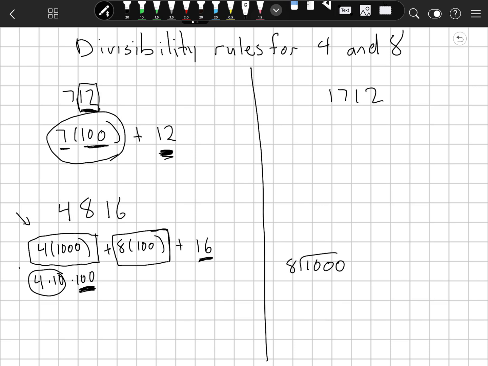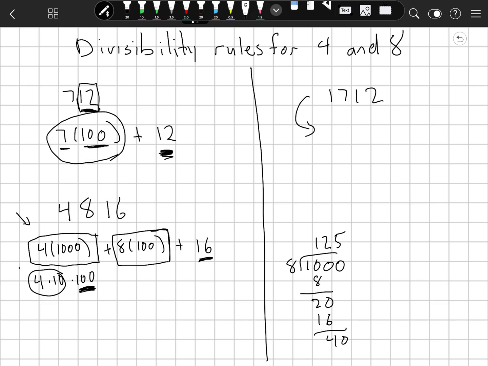8 goes into 1,000. It goes into 10 once. It goes into 20 twice. And it goes into 40 5 times. So 8 goes into 1,000 125 times. It's divisible by 1,000. So let's try and simplify this a little bit to see if it's divisible by 8.